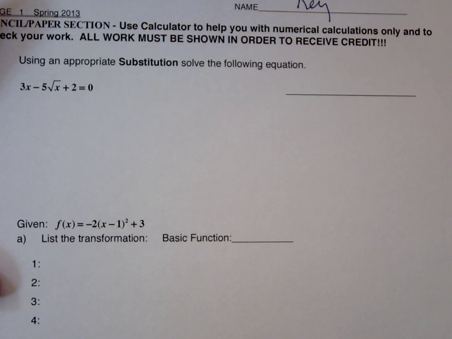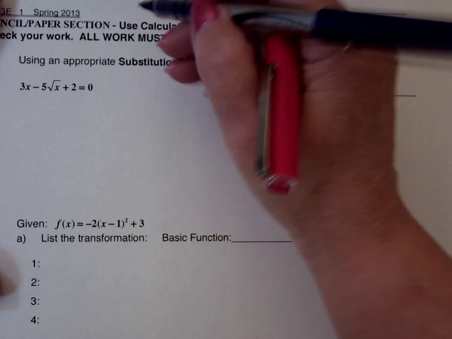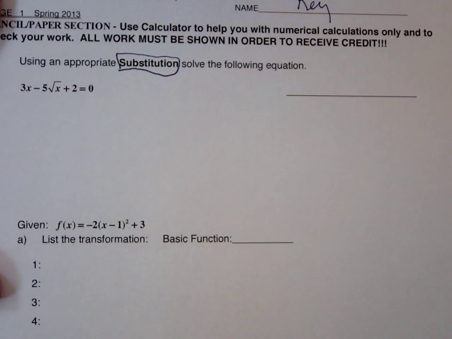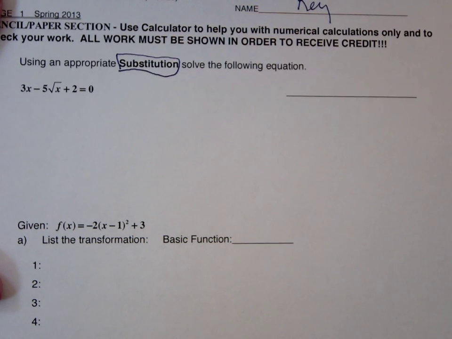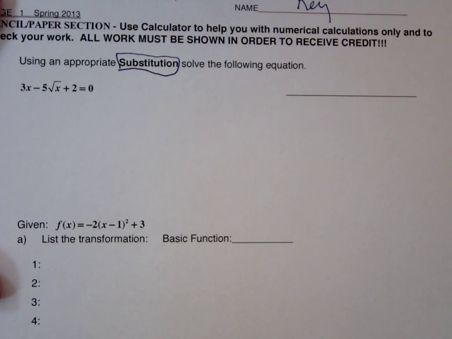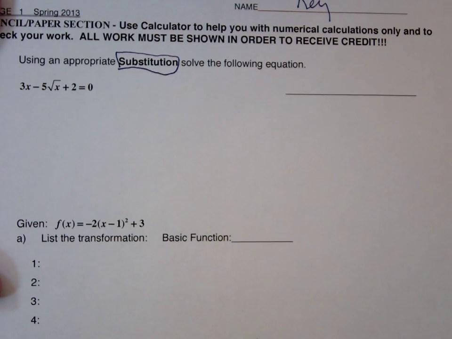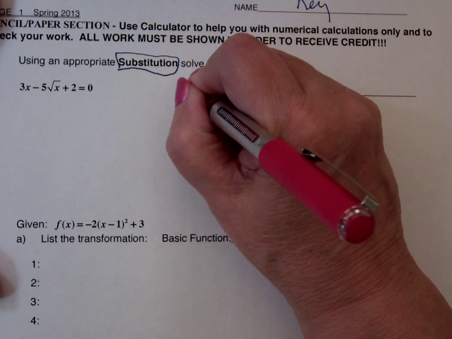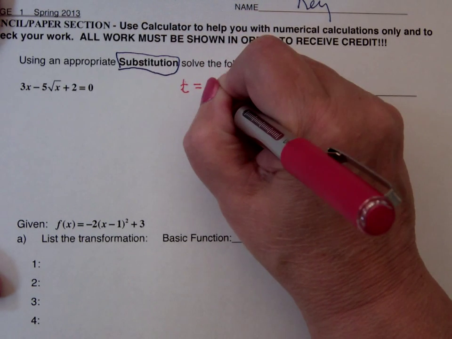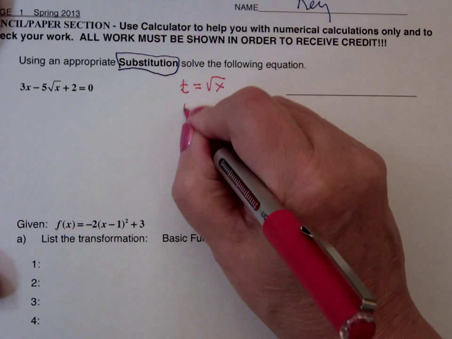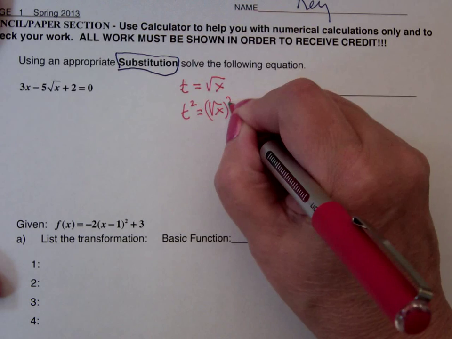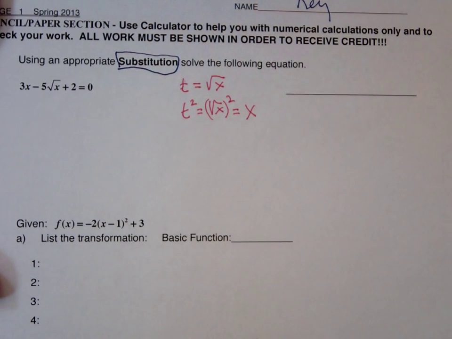Now, this is not always going to be the case, but because this is the topic in this chapter, it says use an appropriate, and the key word to working this problem is the word substitution. So this is an equation in quadratic form. So I come over and you pick your own letter. I could let t be equal to the square root of x, and if I square t, this is the square root of x squared or x.